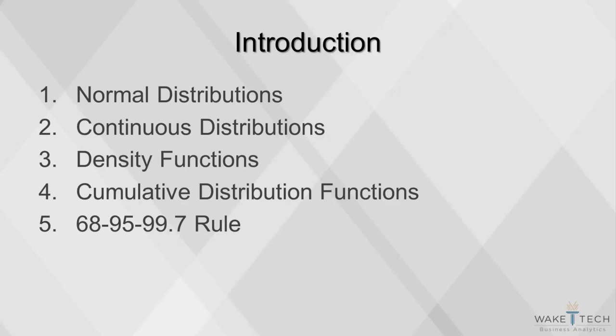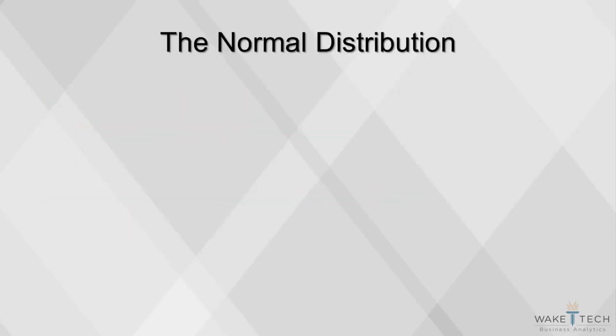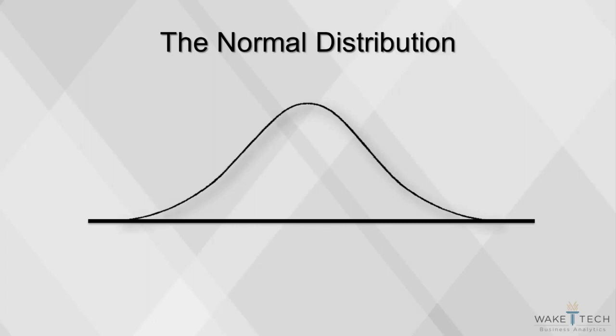This video will cover normal distributions, continuous distributions, density functions, cumulative distribution functions, and the 68, 95, 99.7 rule. The single most important distribution in statistics is the normal distribution. It's a continuous distribution, and it's the basis of the familiar symmetric bell-shaped curve.